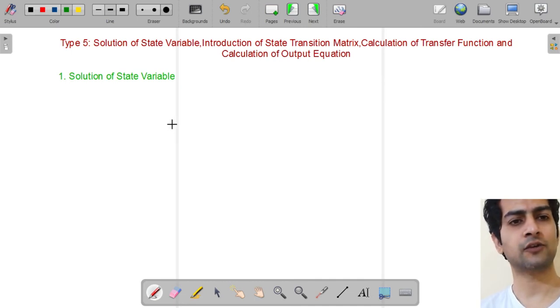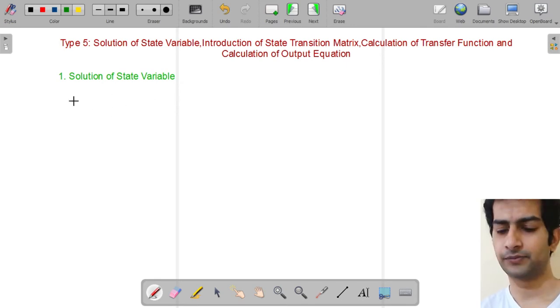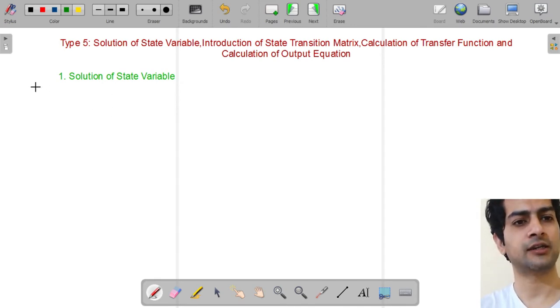So let's start with the first one, that is the solution of a state variable. Suppose we have a state equation like this. Suppose we have something like, let's change the color.